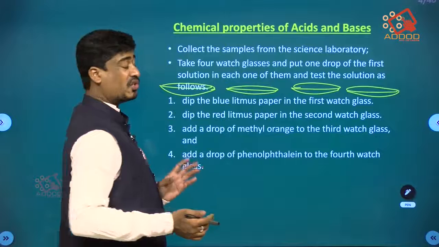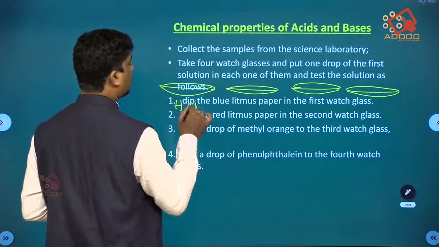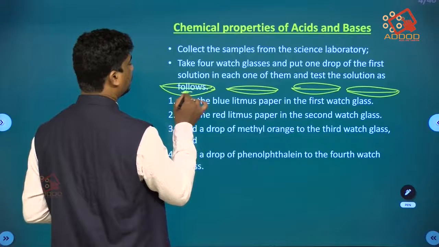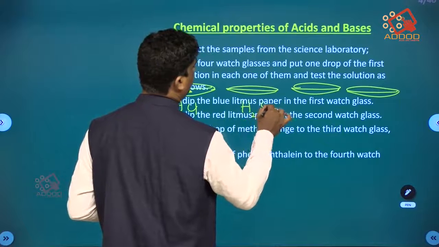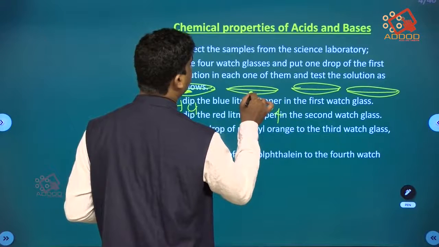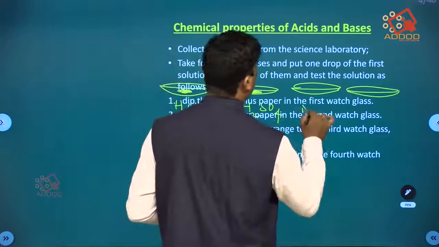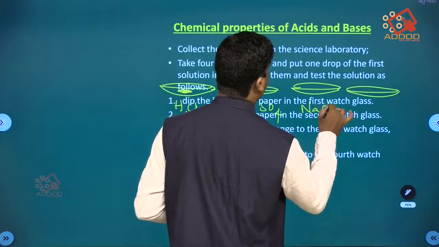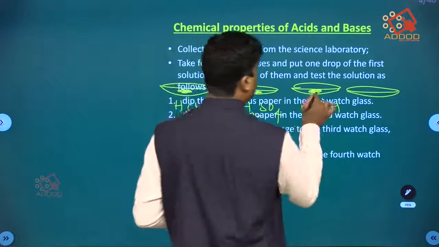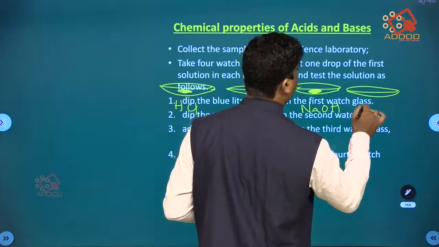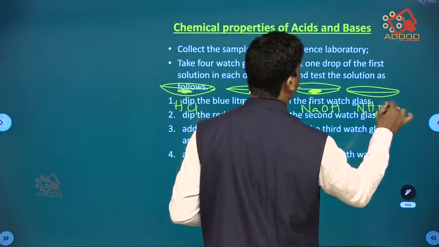Take any 4 solutions and put a drop. For example, I am taking HCl in the first watch glass, and H2SO4, sulfuric acid, in the second watch glass. I am taking sodium hydroxide solution in the third watch glass, and ammonium hydroxide in the fourth watch glass.